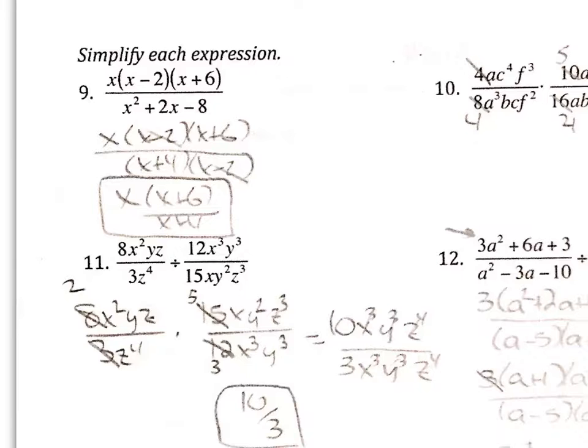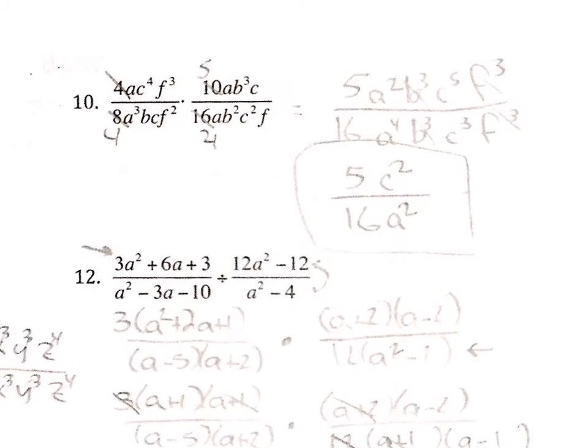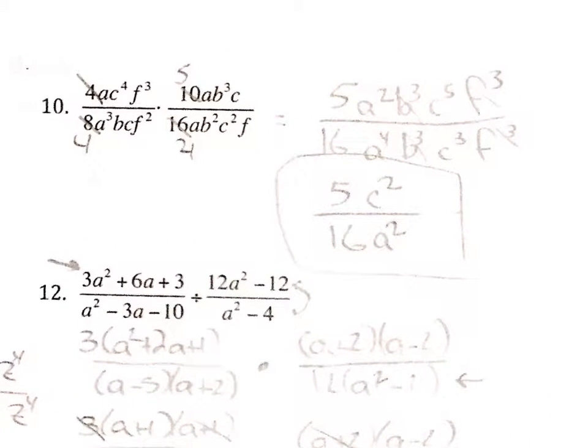Now, number 10, what I did, I don't like to cancel all those letters real quick because I kind of get lost in it. So I went ahead and canceled the numbers first. Like I did 4 into 16 4 times. 4 goes into 8 and 10, 4 and 5 times. Brought the numbers over, brought all my letters over.